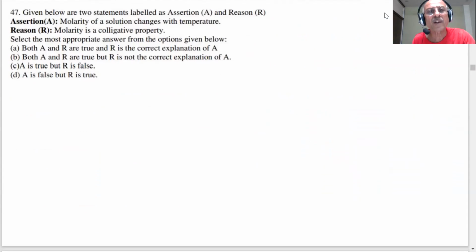Next question, student. Pay attention. Dekho, these questions are very important because such questions will be asked in the paper. You pay attention, focus, concentrate, and read every word, every line very carefully.